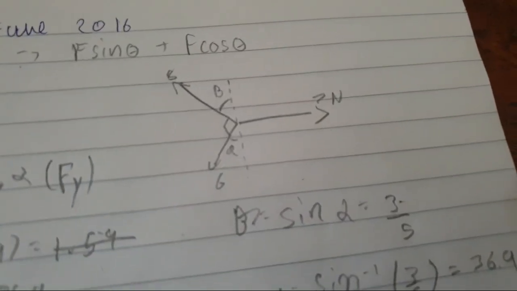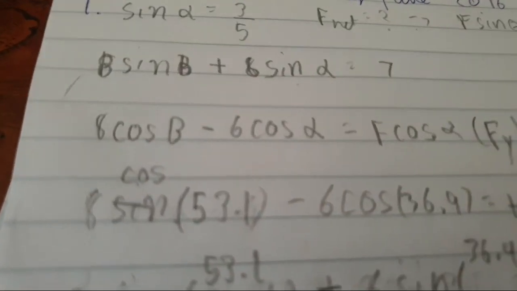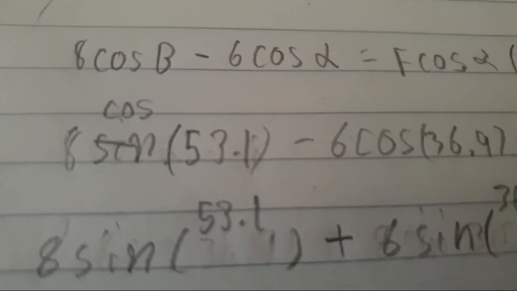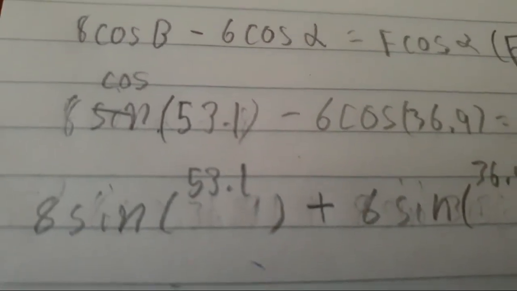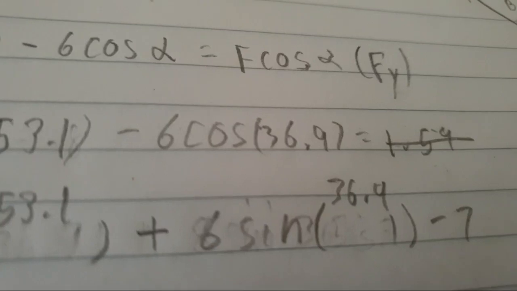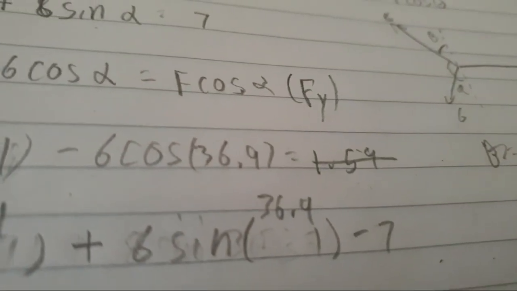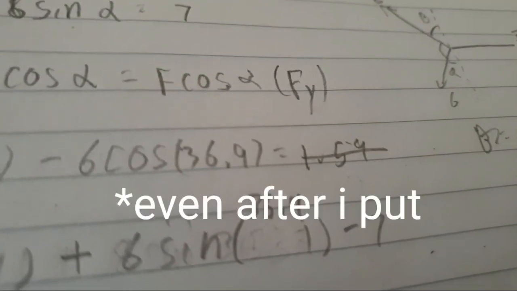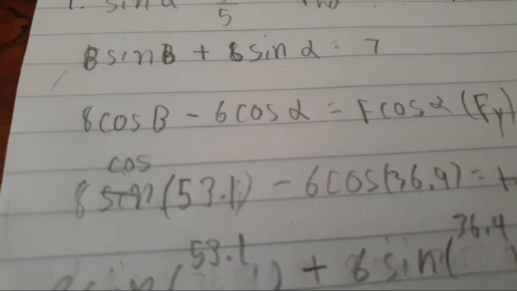You can tell I'm very rusty just by asking a simple question such as this. Now that that's out of the way, I put in 8 cos B and replace the B with 53.1, and I got 1.59, which was wrong initially because I mixed cos with sine. I put sine instead of cos in the calculator, thus getting a wrong answer. And even after I put cos, I still got the wrong answer.